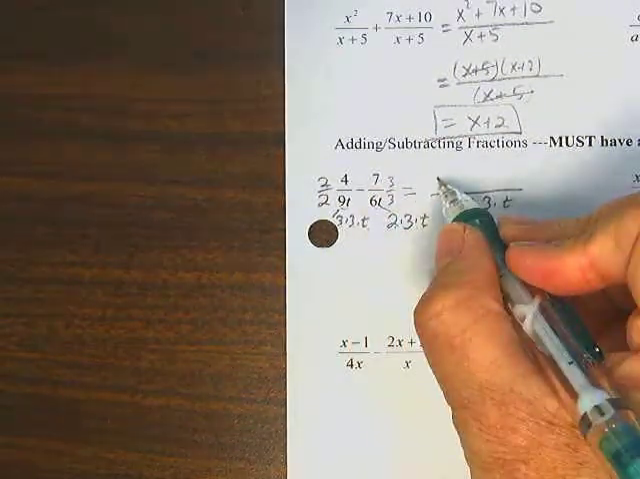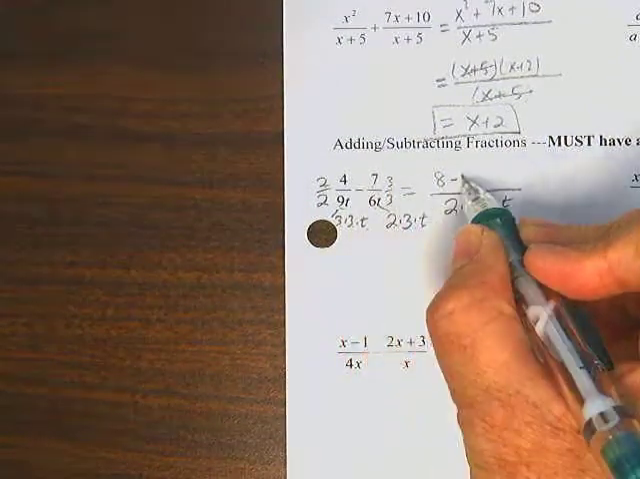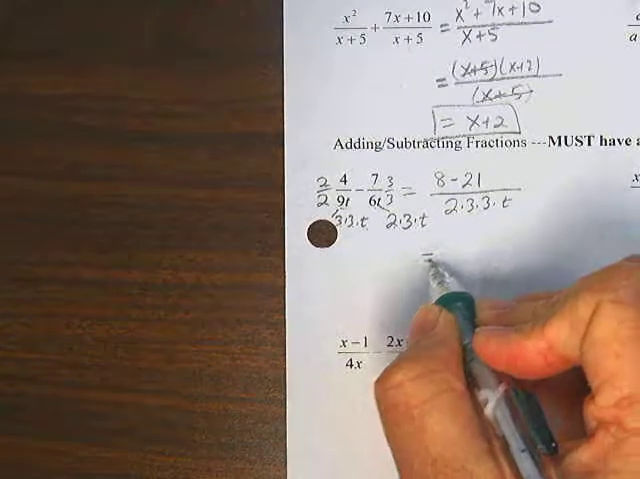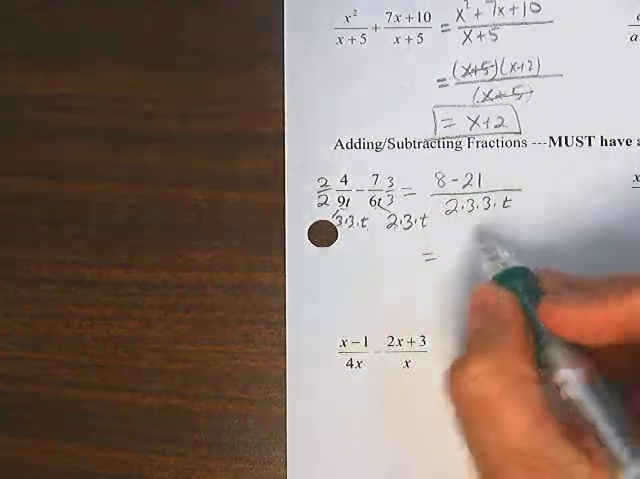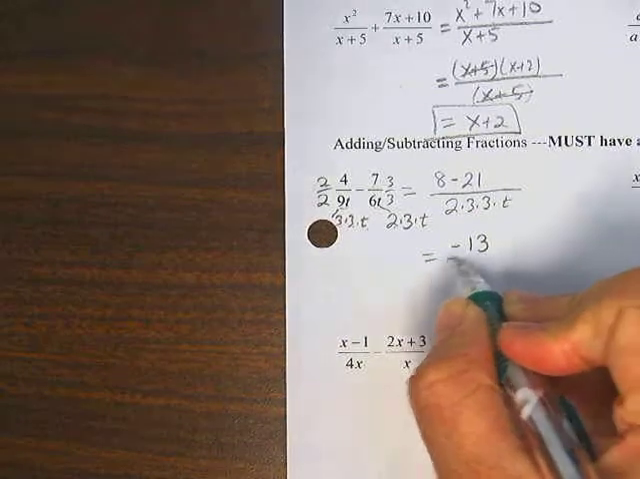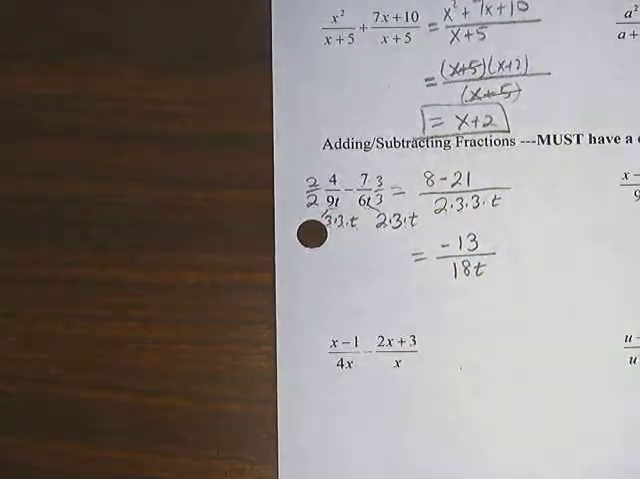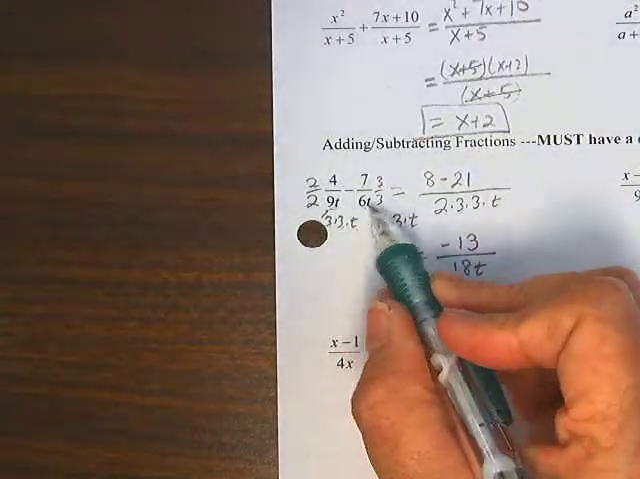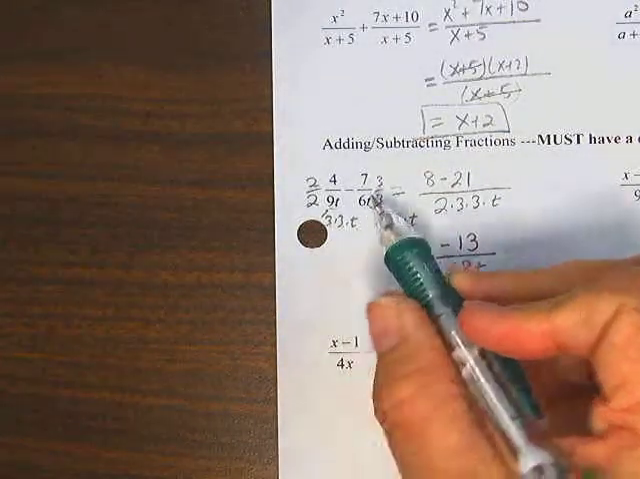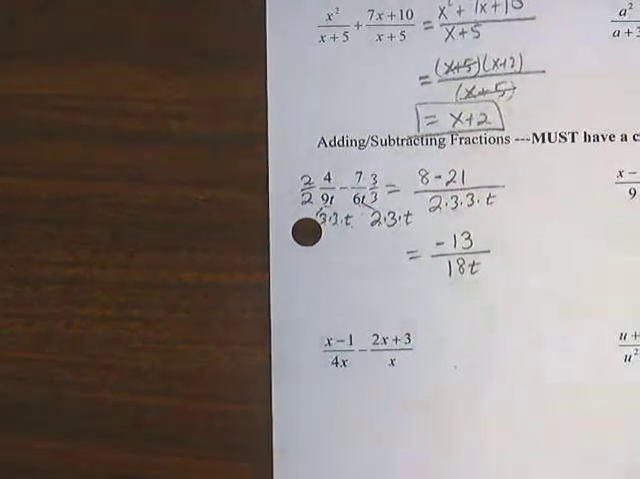2 times 4 is 8, minus 7 times 3 is 21. So 8 minus 21 is a negative 13 over 18t. So again, I was just trying to find the common denominator between these two, then multiply whatever I was missing from the common denominator.